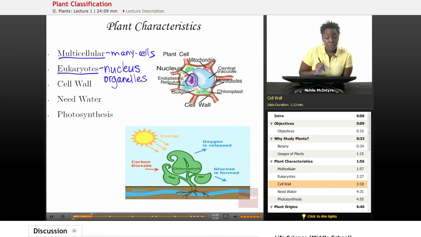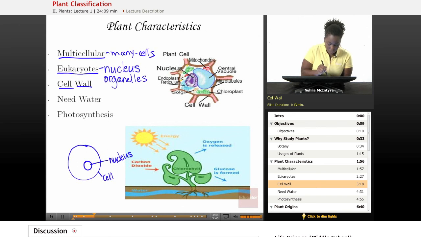The next plant characteristic that all plants share is that they all have what we call a cell wall. Now, I'm going to draw a very general, simple cell that is just a circle, and inside of that circle is going to be our nucleus. So this circle would be the cell, and this circle here would be the nucleus. And for the most part, all eukaryotic cells look just like this. They have the nucleus, they have what we call the cell membrane, which is basically the outer layer of the cell. And inside, they could have different organelles that do different things.